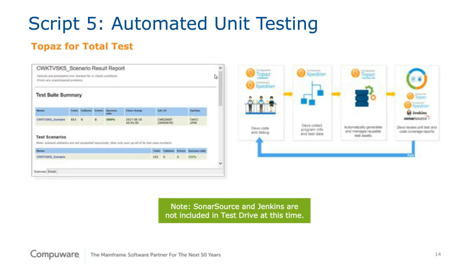For the fifth script, which is the automated unit testing, it uses Topaz for Total Test. In this particular test drive, you get to generate a program unit test. You'll use the Host Explorer again to modify JCL. You'll use Xpediter Debugger to create a debug configuration that runs a program and generates the unit test. Then, after setting up the unit test, you'll get to use the Project Explorer to actually run them and see the results.